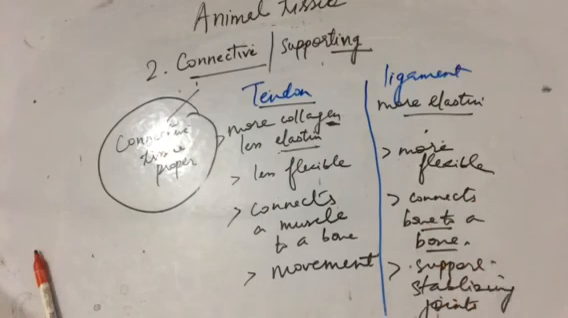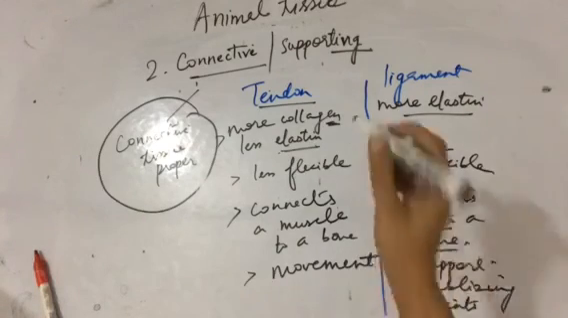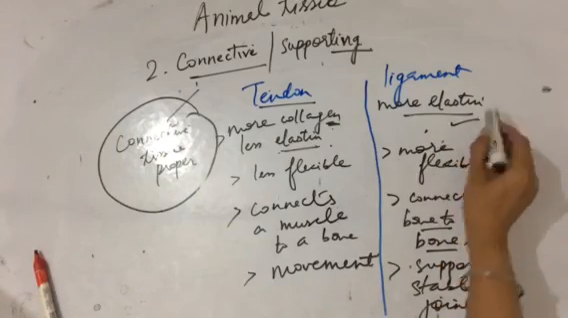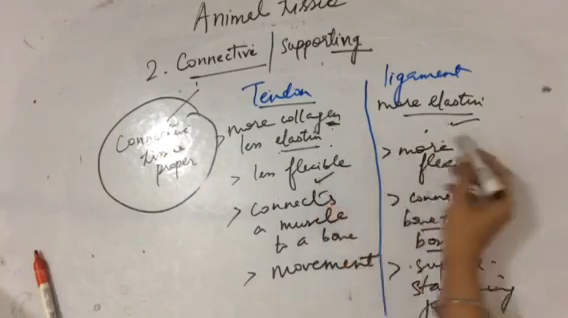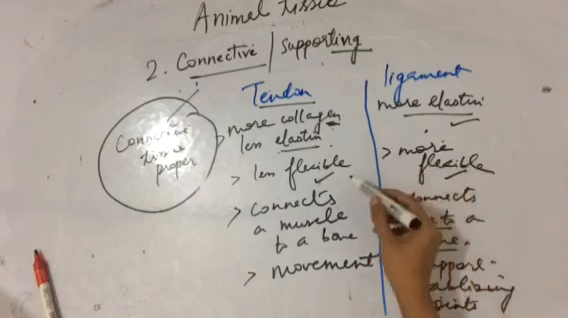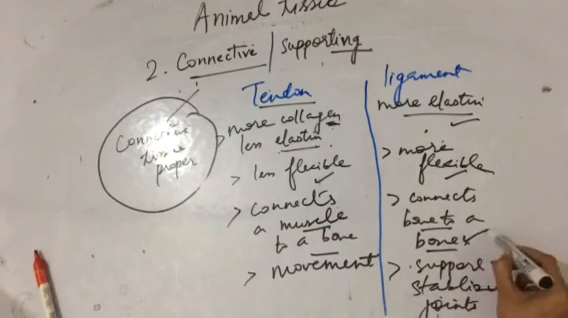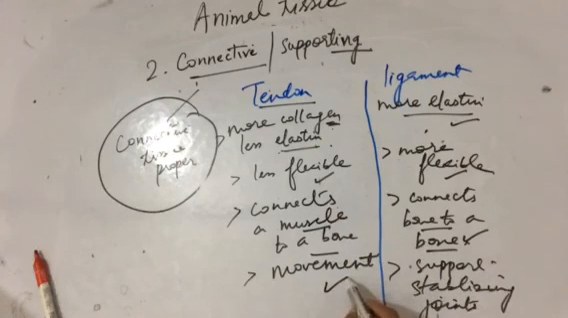So you can clearly differentiate between tendon and ligament. In tendon, more collagen, less elastin. In ligament, more elastin. Tendon is less flexible, ligament is more flexible. Tendon is connecting muscle to a bone, while your ligament is connecting bone to a bone. Tendon is helping in movement, while ligament is supporting or stabilizing the joints.